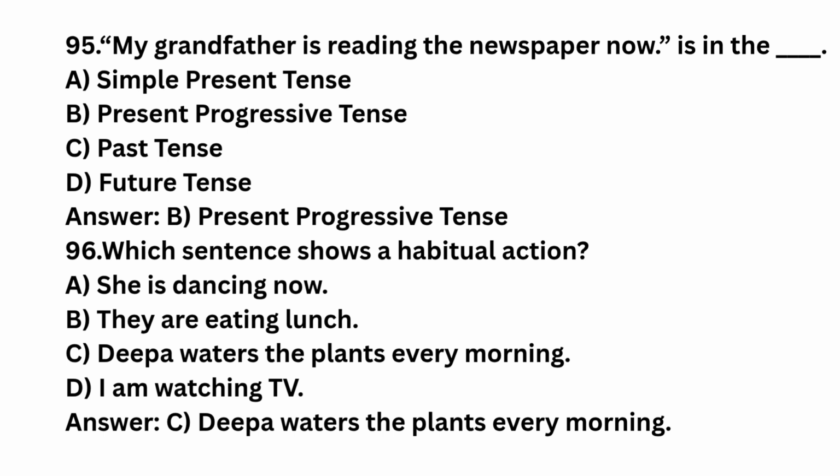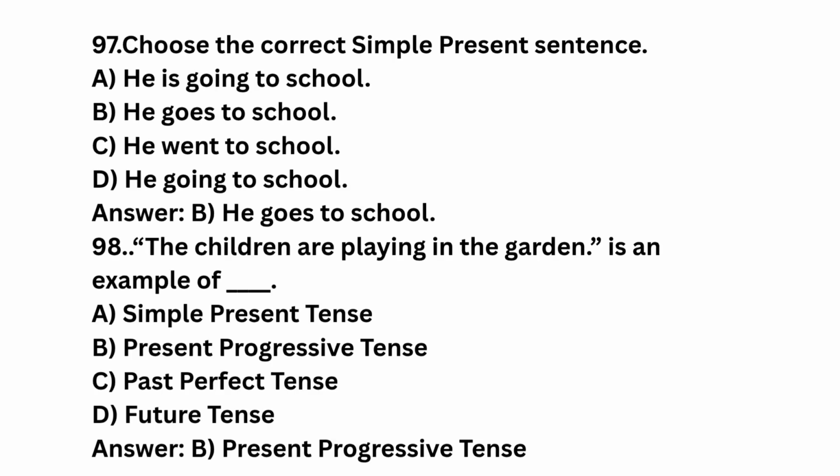Which sentence shows a habitual action? She is dancing now. They are eating lunch. Deepa waters the plants every morning. I am watching TV. Answer: Deepa waters the plants every morning. Choose the correct simple present tense. He is going to school. He goes to school. He went to school. He going to school. Answer: he goes to school.